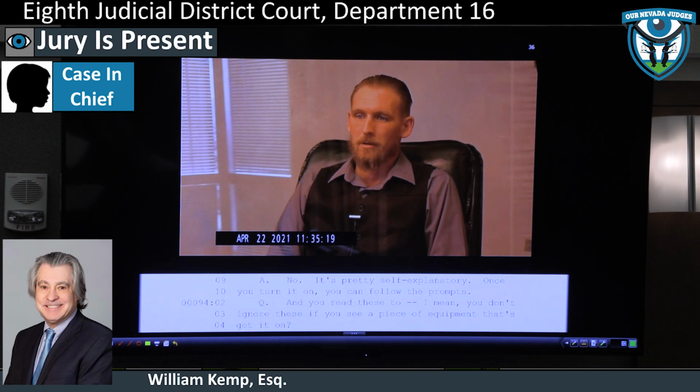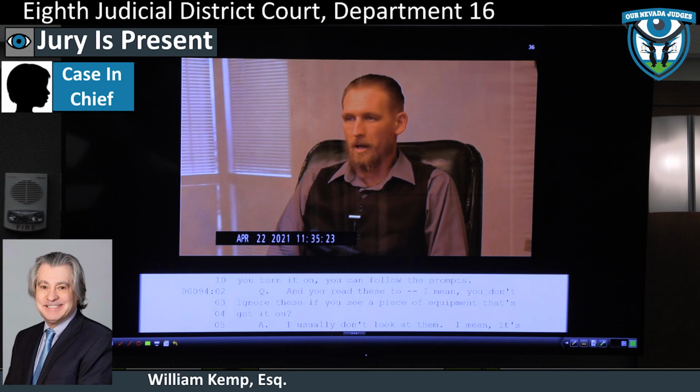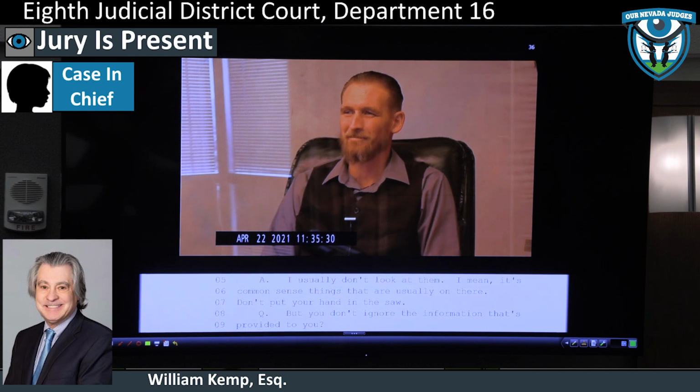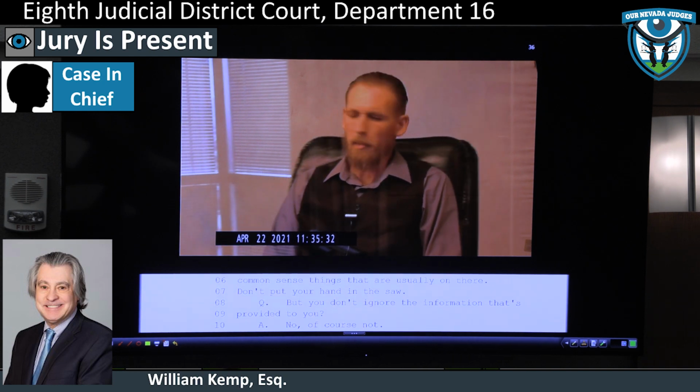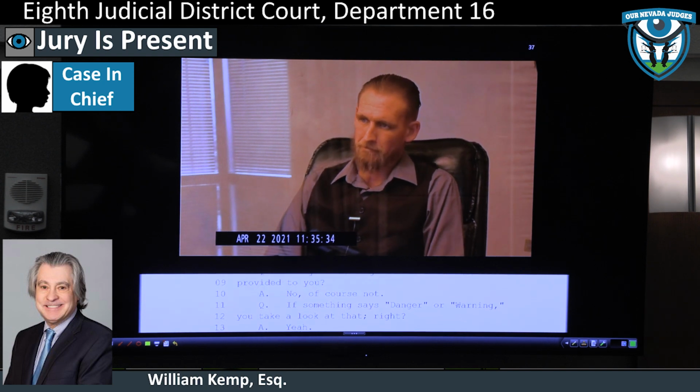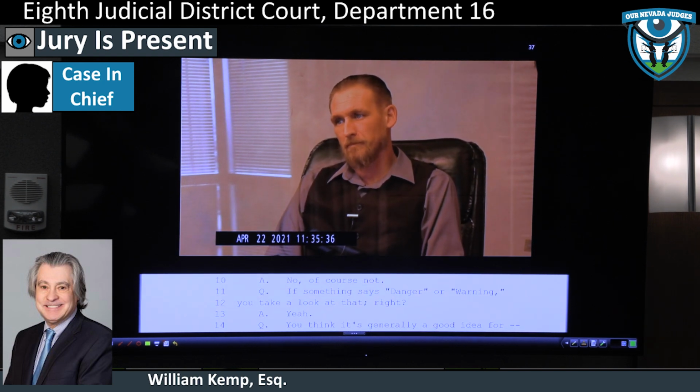And you don't ignore these, if you see a piece of equipment that's got a warning on it? I usually don't look at them. I mean, it's common sense things that are usually on there. Don't put your hand in the saw. But you don't ignore the information that's provided? No, of course not. And if something says danger or warning, you take a look at that, right? Yeah.